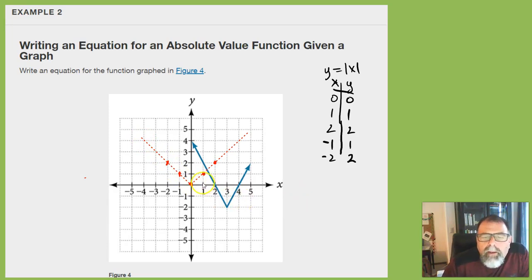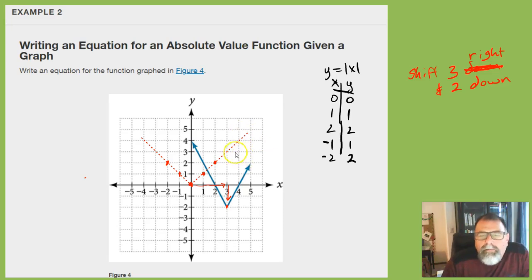So now let's describe what's happening. To get from here to here, this vertex to this vertex, it looks like we have to go 3 units to the right and down 2 units. So we're going to shift 3 units, sorry, 3 units right and 2 units down.